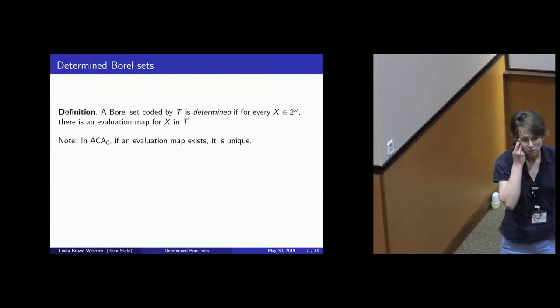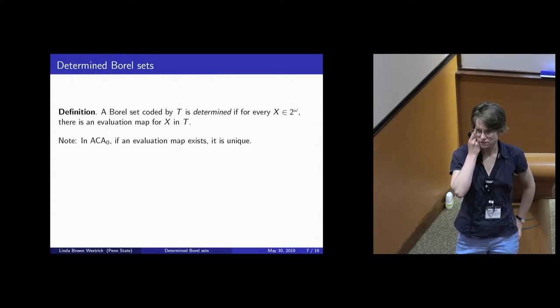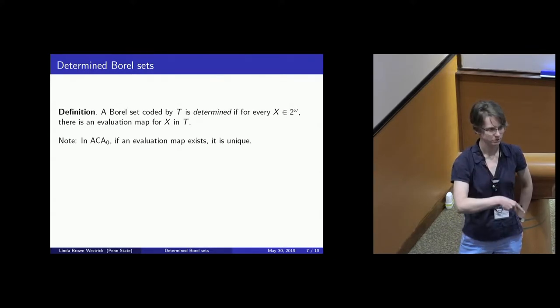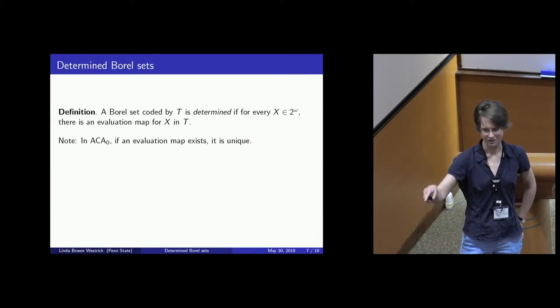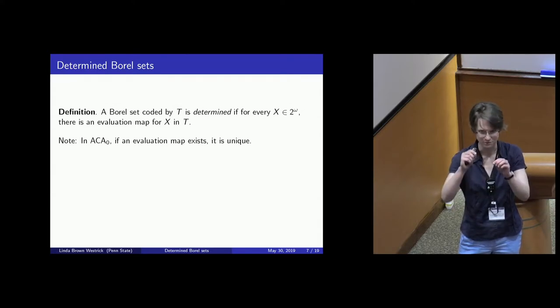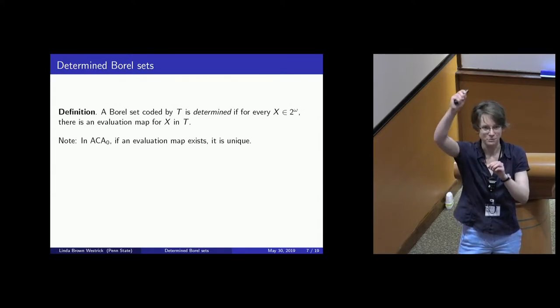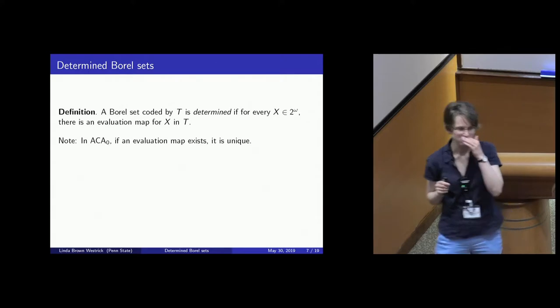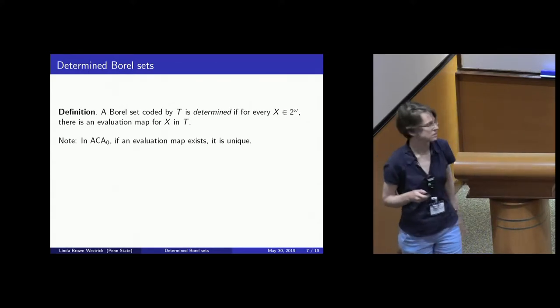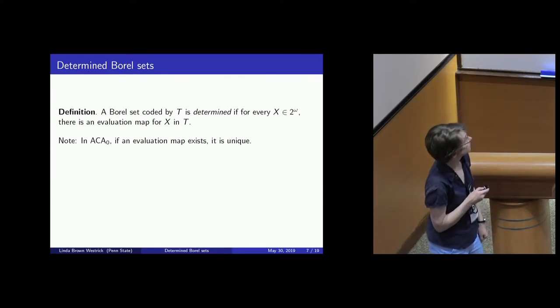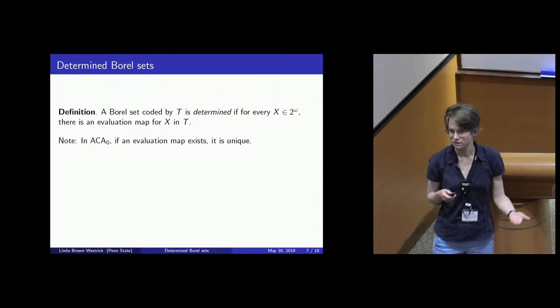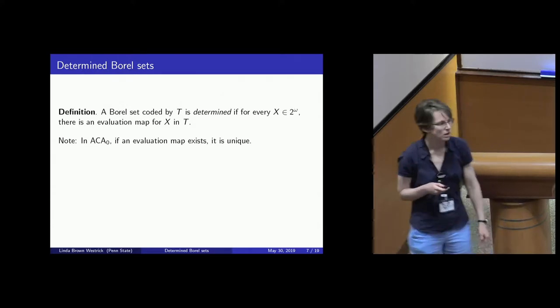All right, so for this talk, we are mostly going to take ACA as the base theory. And notice that in ACA, if you have an evaluation map, then that evaluation map is unique. Because if you had two different evaluation maps, you could use ACA to follow where they're different, and find a path through the tree that way. So if a model thinks the tree is well-founded and also satisfies ACA, then if there's one evaluation map, there's actually a unique evaluation map there.